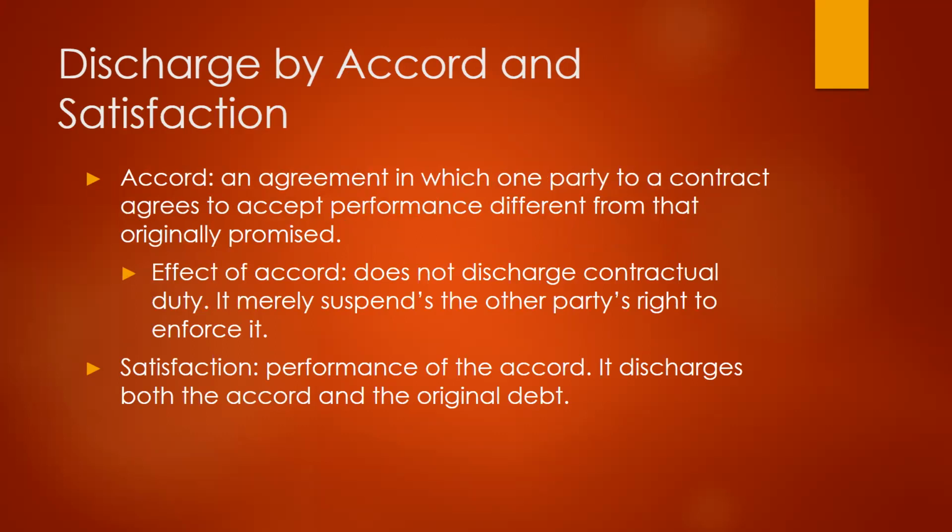Discharge by accord and satisfaction. Accord, an agreement in which one party to a contract agrees to accept performance different from that originally promised. Effect of accord: it does not discharge the contractual duty. It merely suspends the other person's right to enforce it. Satisfaction, performance of the accord. It discharges both the accord and the original debt.